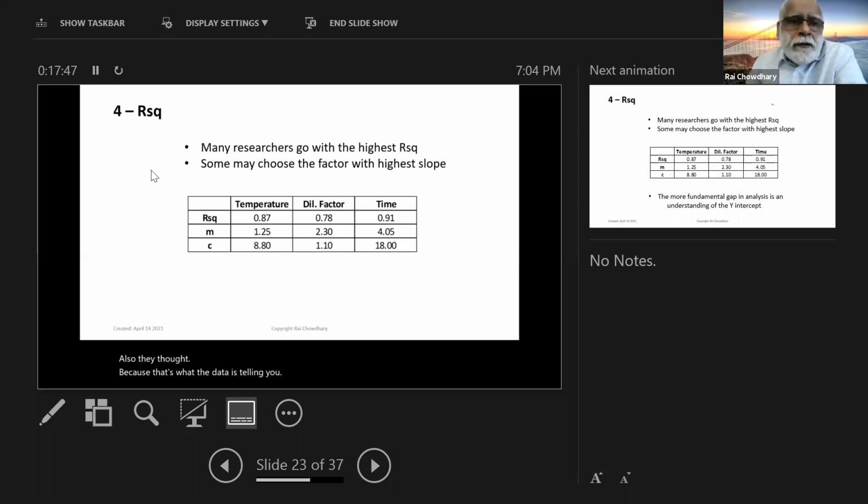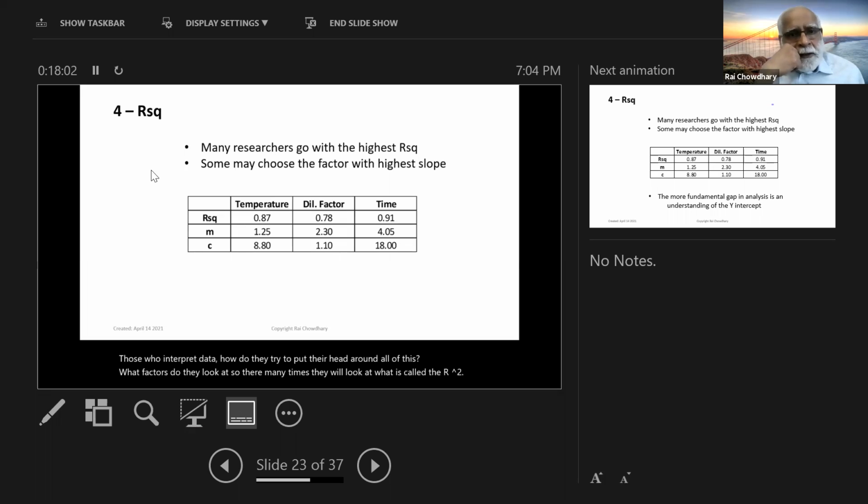How do researchers, those who interpret data, try to put their head around all of this? What factors do they look at? So many times they will look at what is called the R squared. In addition to the R squared, there is also the slope, which is M, and then there is the constant, which is the y-intercept.